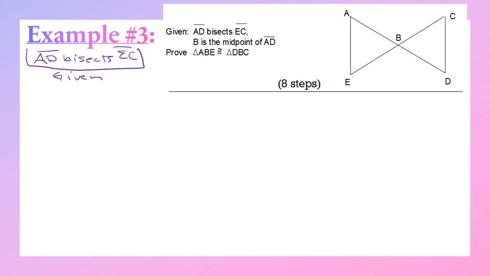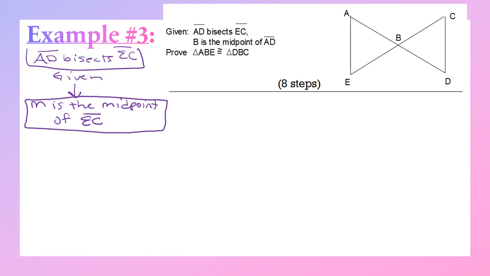So when you look at the definition of bisectors, bisectors intersect a segment at a midpoint. So that tells me that M is the midpoint of EC. And again, you may have to get your books out and look up exactly what these words mean. But if we think about that word right there, the reason I'm going to put right here is because of the definition of bisector.